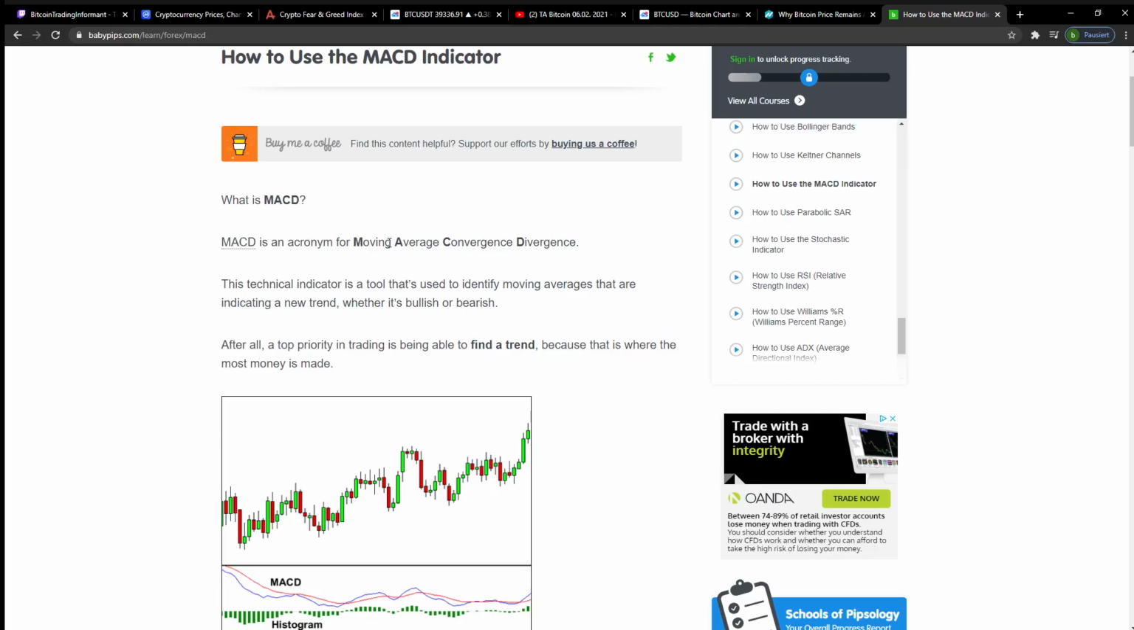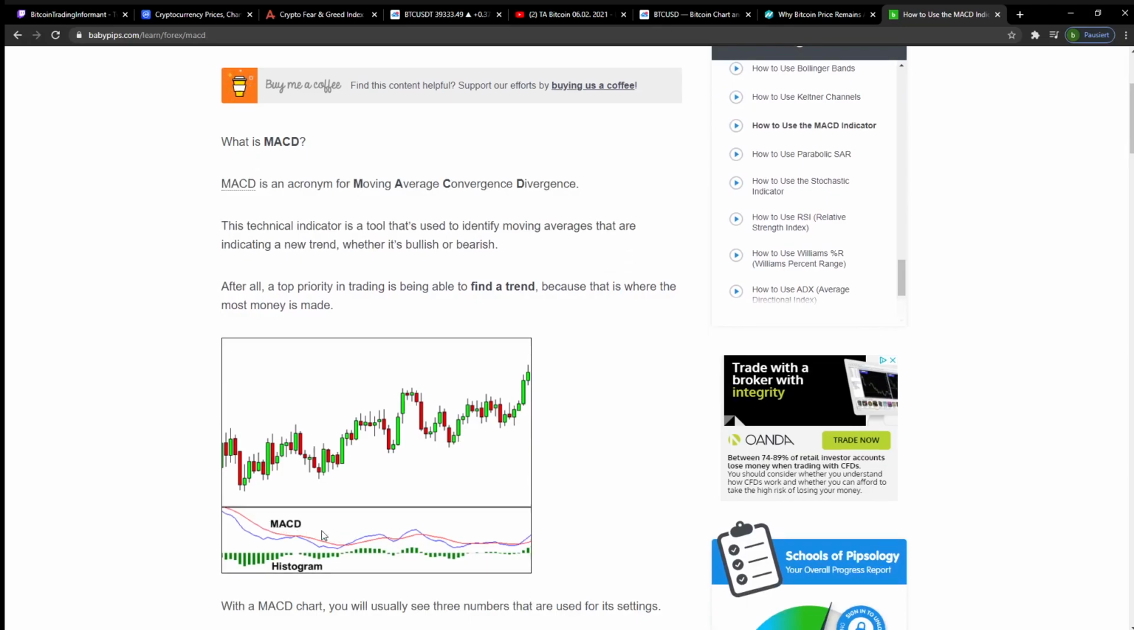Okay, the MACD is the moving average convergence divergence. It sounds very difficult, but you will see it is not so difficult. The technical indicator is a tool that's used to identify moving averages that are indicating a new trend, whether it's bullish or bearish. So it's nice to see. Here is the MACD. You see it here in this region.